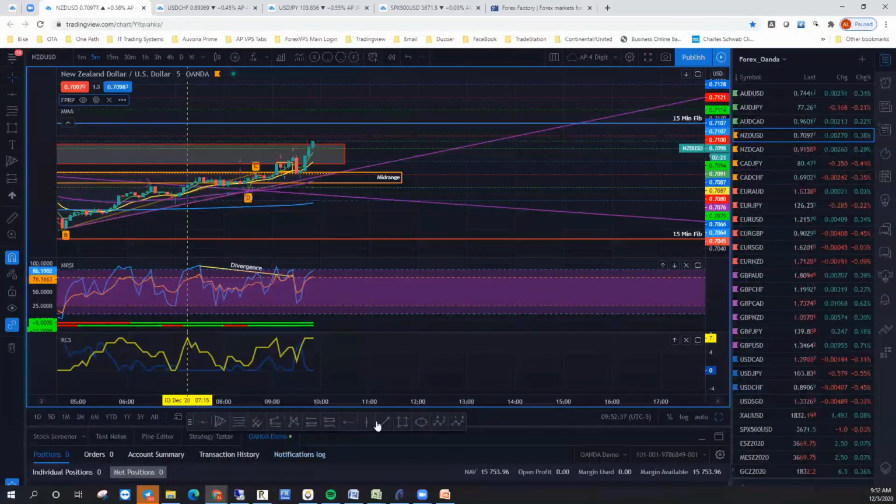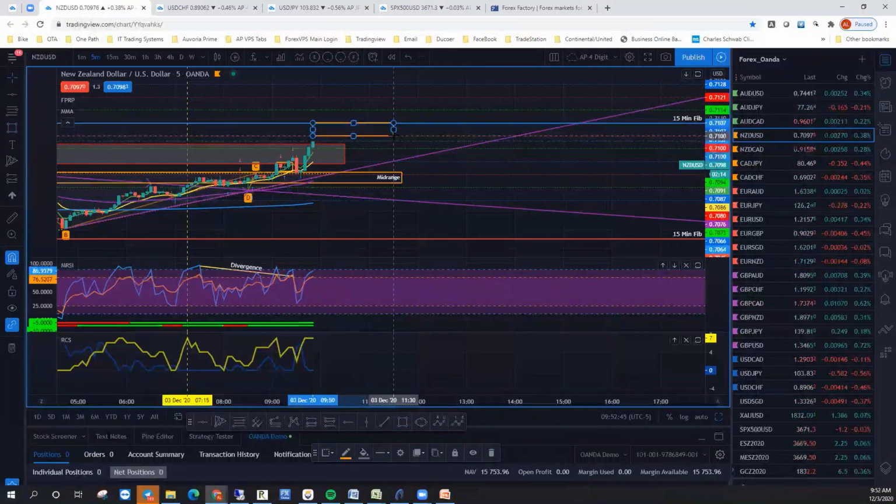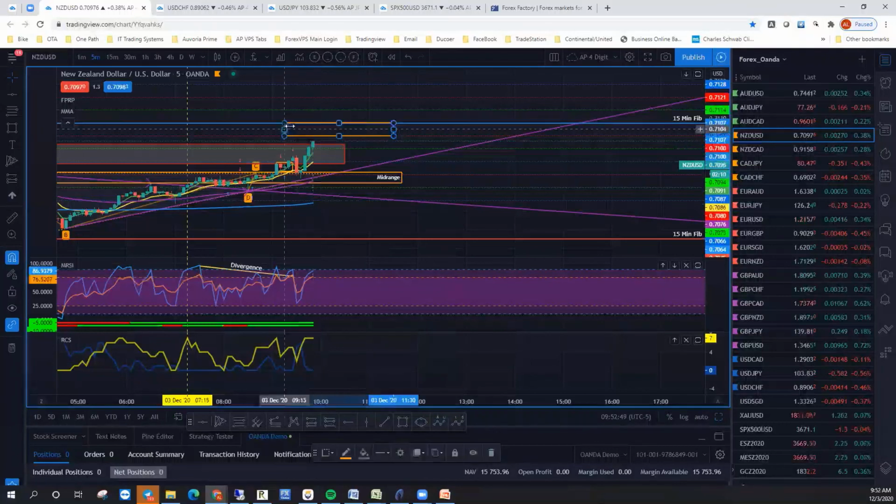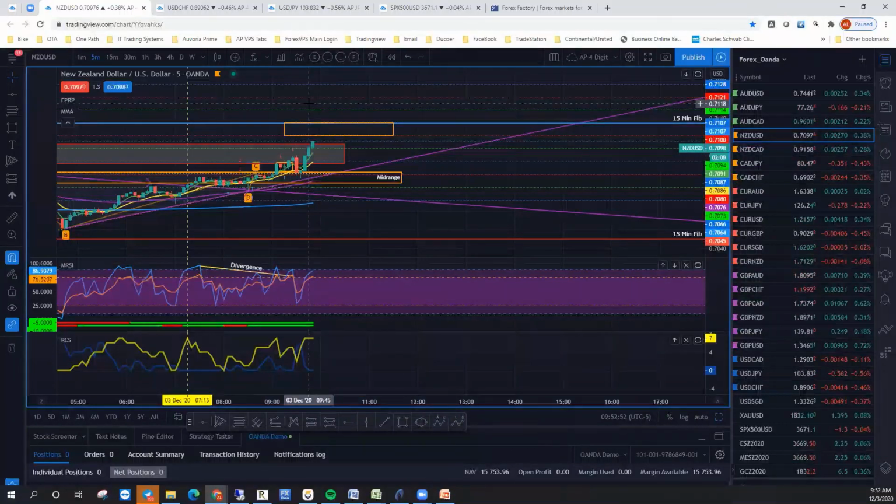This is a nice little zone right here. It was between your 15-minute blue line and your 2-minute. That would be a price point to be looking at. And that puts you right at 7,100.